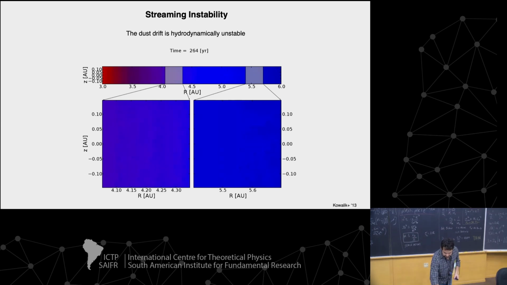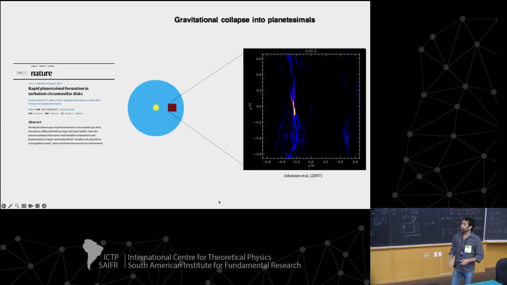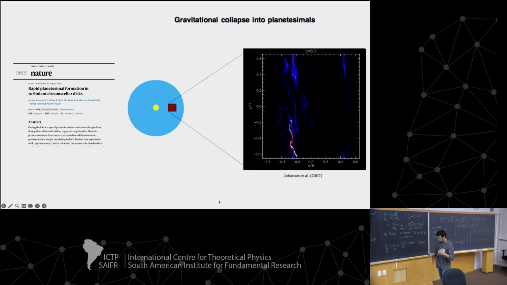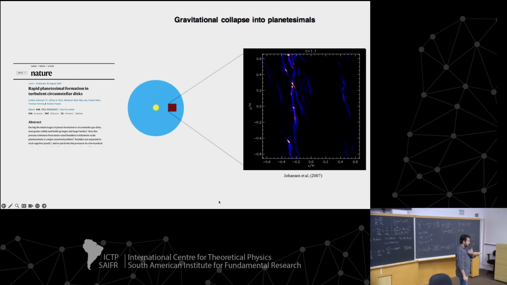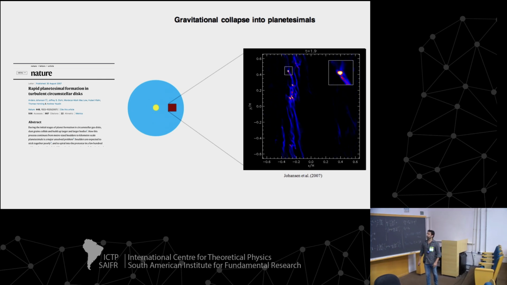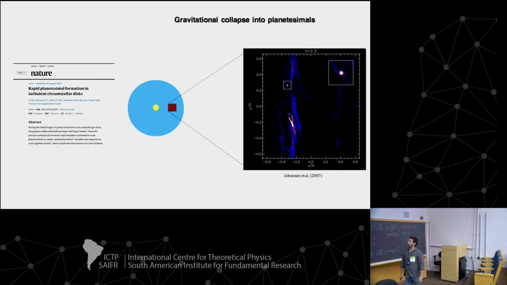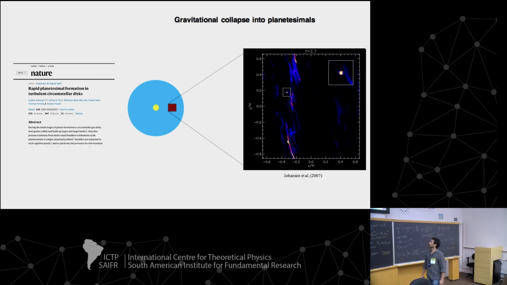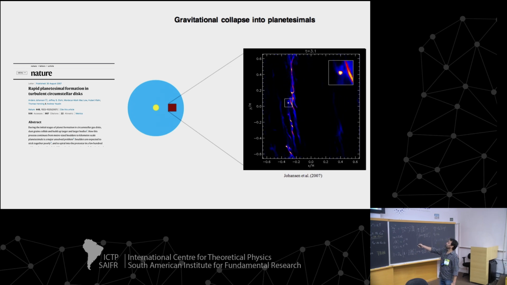So this is what was modeled here in this article. This is a Nature paper from 2007. This paper already has 1,000 citations. It's really groundbreaking, from Anders Johansen, now in Copenhagen. You see here, this is a flow. I mean, this is a stream of dust, right? And this box here is boxing the most massive clump.